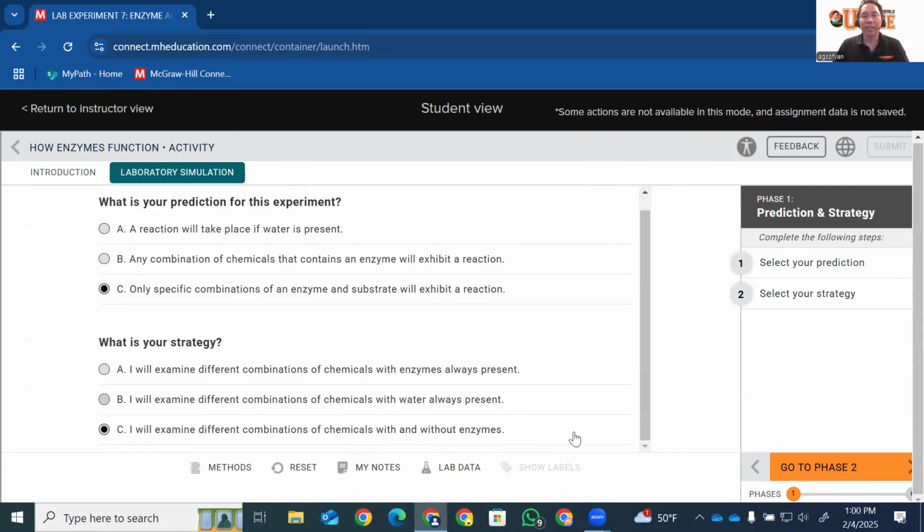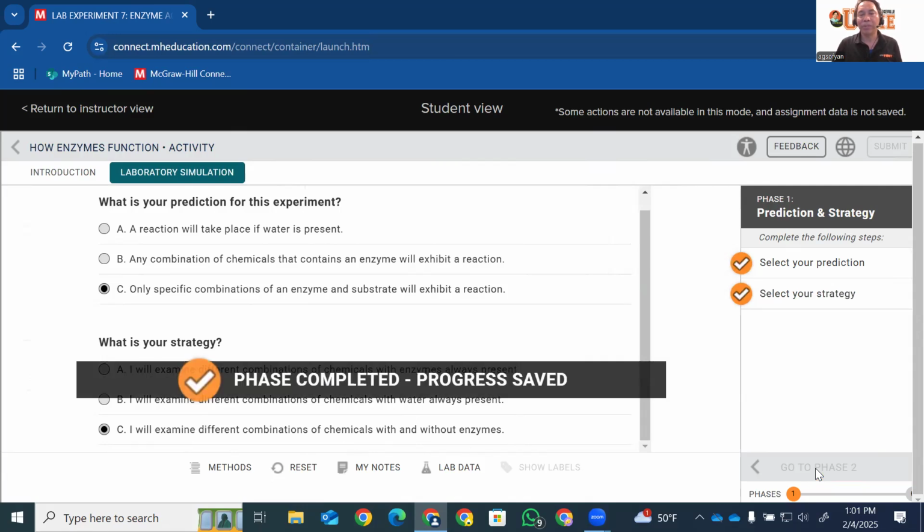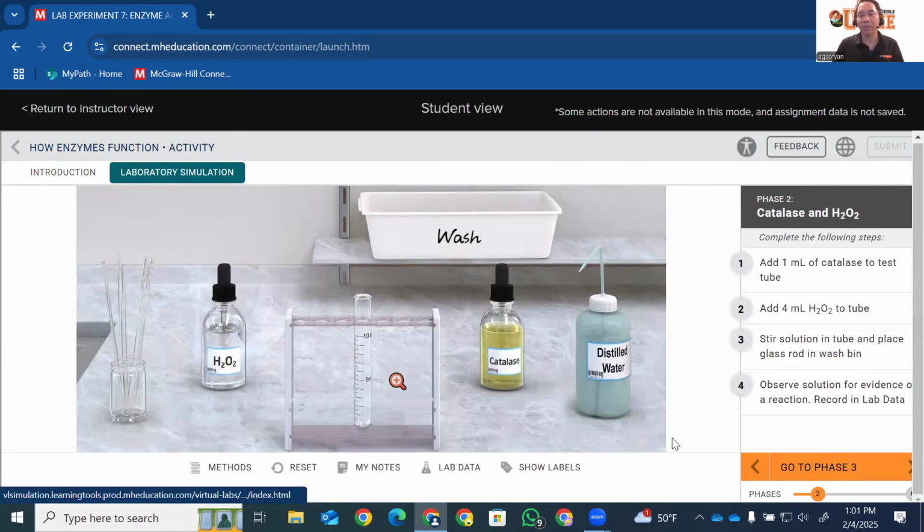After that, go to phase 2. So we finished phase 1. Now our experiment wants to know the work of the catalyst. This is an enzyme that's used for breaking down something, the substrate. So we're going to see what substrate we're going to use. The substrate is over here. We have water, we have the enzyme, and we have the substrate, peroxide.